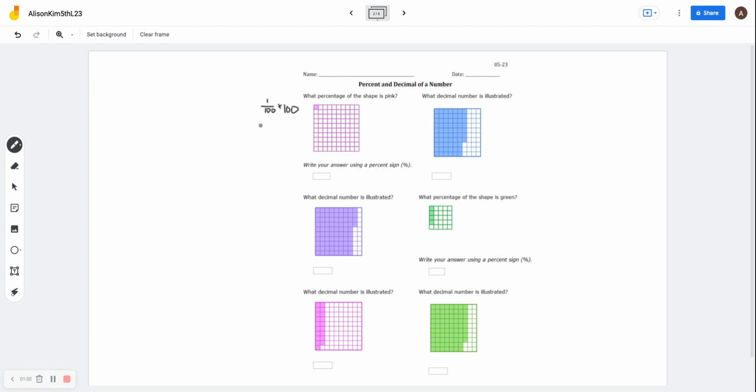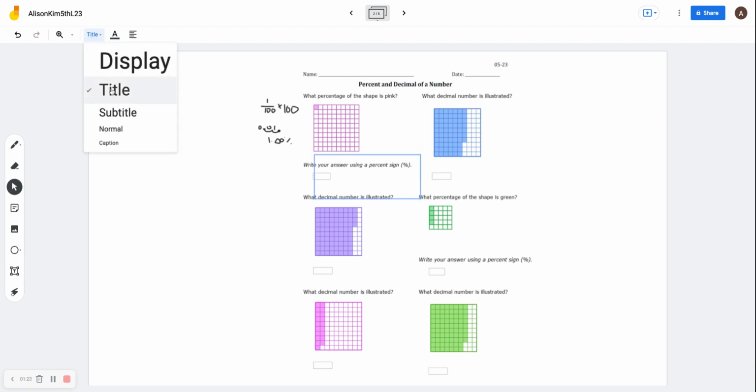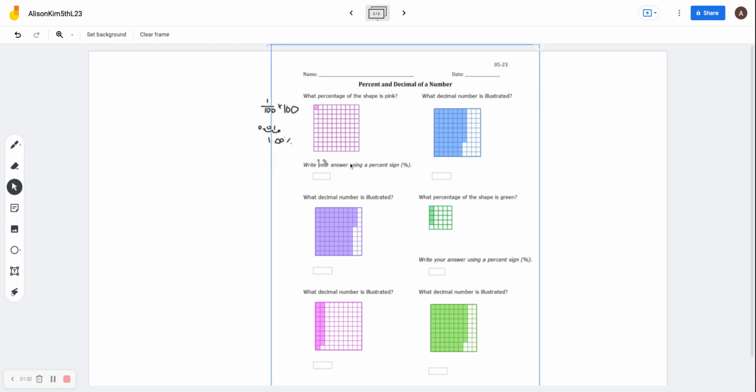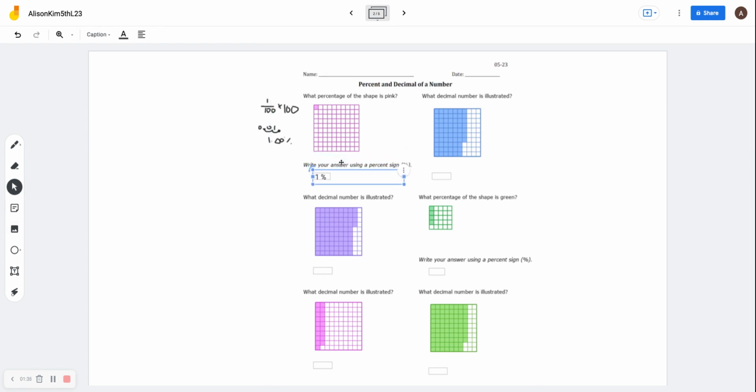So that's basically just 0.01, and then we're going to multiply by 100, so we're going to move the decimal to the right twice. So it's 1, 2, so the decimal goes there. So it's going to be 1%. You don't have to put the 1.00, you could just put 1%. And let's just put that where the box is.